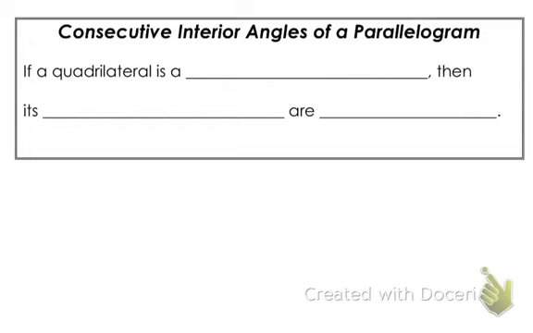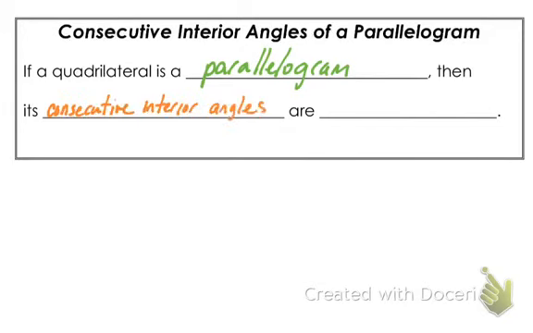Now another property of a parallelogram concerns its consecutive interior angles. If the quadrilateral is a parallelogram, then we can say that its consecutive interior angles are supplementary. Remember, supplementary means that the two angles will add up to 180 degrees.